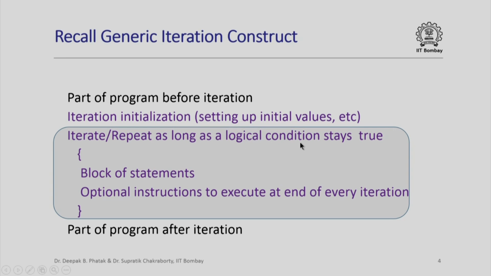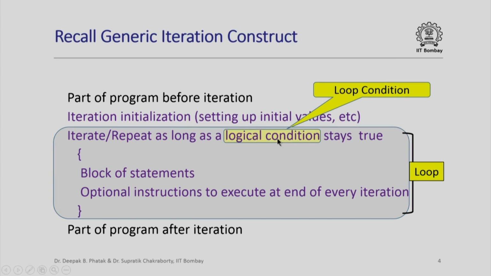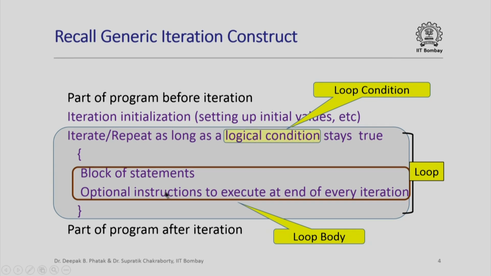And once this logical condition becomes false, we come out of this iteration or loop and execute the remainder part of the program. We have seen that this part is usually called a loop, this logical condition is called a loop condition, and the block of statements along with any optional instructions to execute at the end of every iteration is often called the loop body.